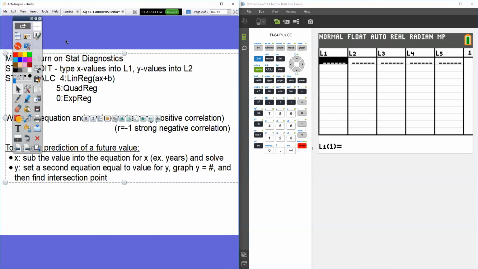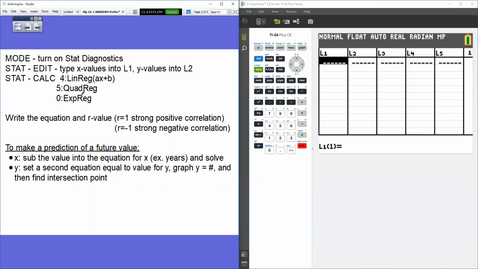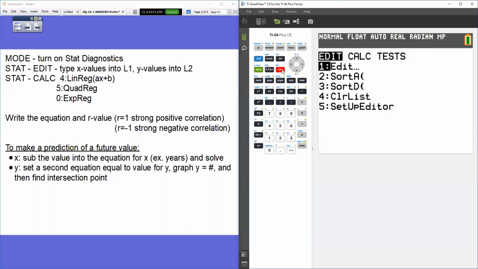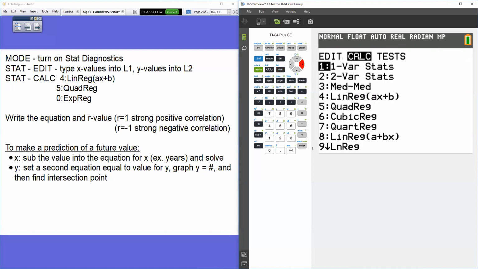The other thing that we need to keep in mind is how to do your calculations. Stat and calc. After we have our numbers from our table typed into our L1 and L2, we need to go to stat. You need to tab over to the right to access calc. So stat, calc. And then number 4 is the linear regression. 5 is for your quadratic regression.